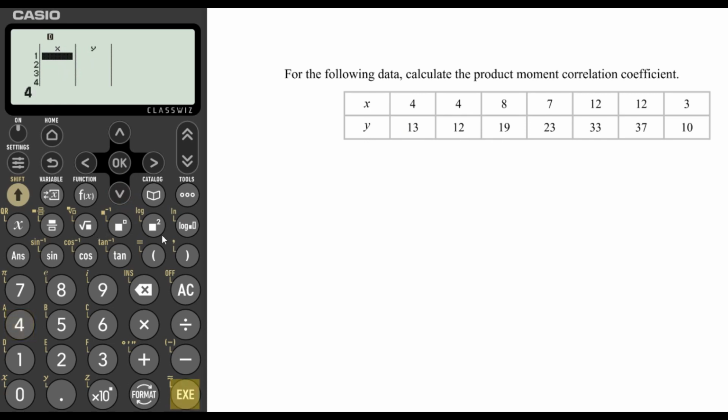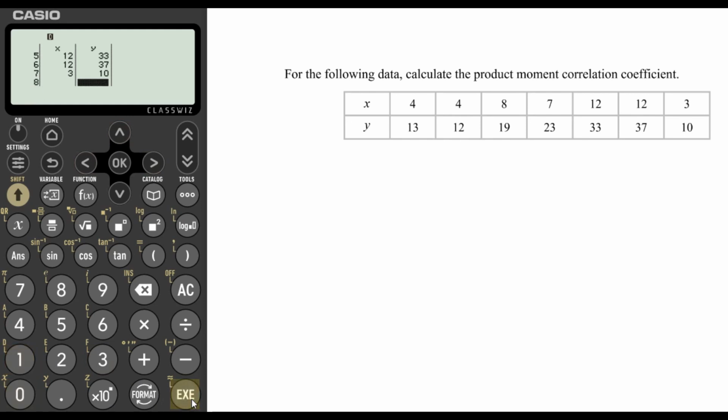We have 4, 13. Then we have 4, 12. We have 8 and 19. We have 7 and 23. We have 12 and 33. Then we have 12 and 37. Then we have 3 and 10.